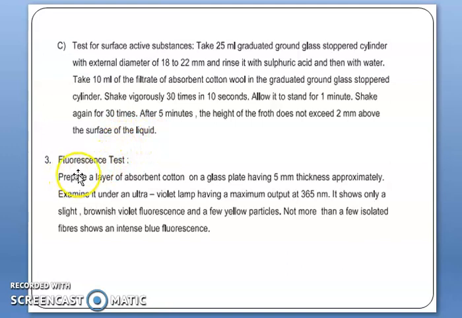The third test is the fluorescence test. Prepare a layer of absorbent cotton on a glass plate having approximately 5 mm thickness. Examine it under an ultraviolet lamp having a maximum output at 365 nanometer. It shows only a slight brownish violet fluorescence and a few yellow particles. Not more than a few isolated fibers show an intense blue fluorescence.